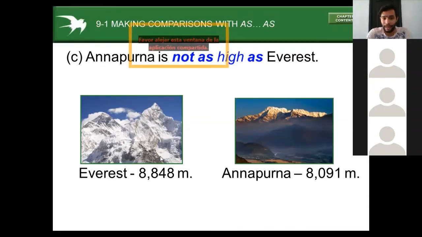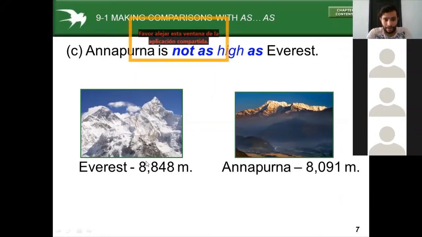Take a look. Are they the same? No, they are not, because the Everest is 8,848 meters, and this is 8,091 meters, right? So this is higher. So this is not as high as the Everest, right?